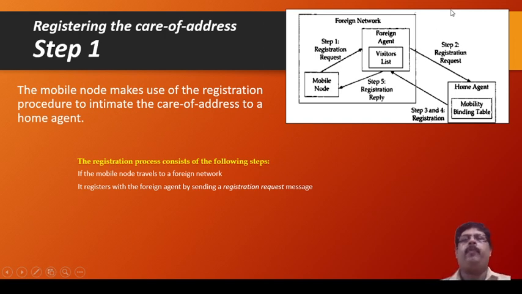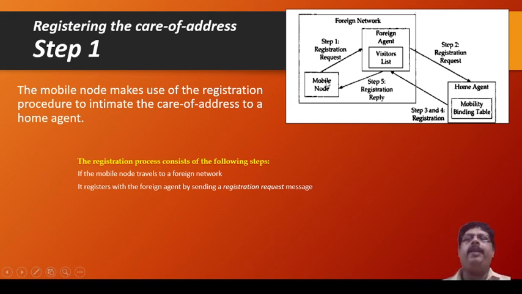See here two rectangular boxes, the big boxes you can see. One is the foreign network and this is the home network. These two networks are connected with their respective agents, home network by home agent and foreign network by foreign agent. Now, when a mobile node moves to a foreign network, how will the home agent identify the availability of the mobile node, in which network it is available? That needs to be identified.